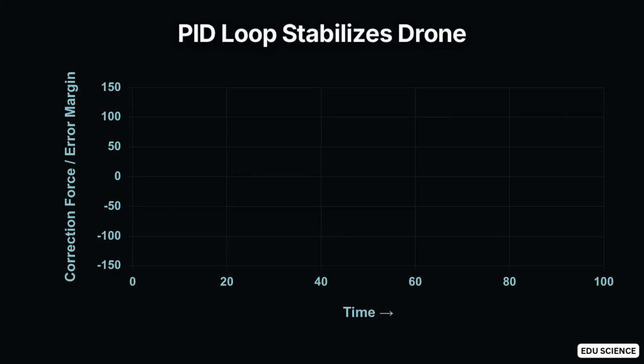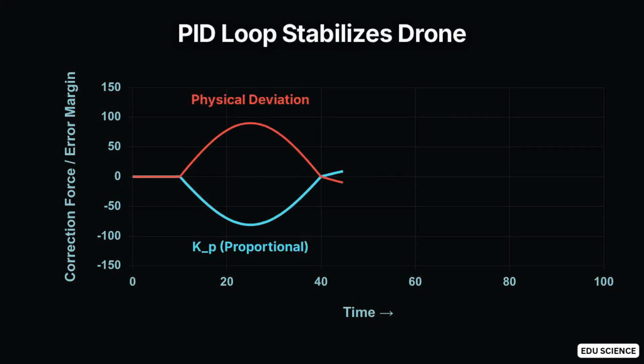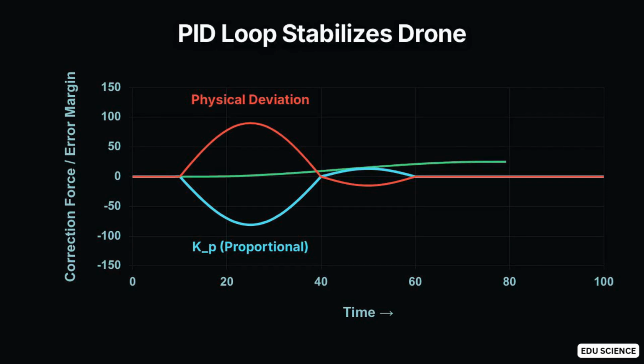This chart maps the loop's response, starting with the proportional term. When a wind gust pushes the drone, the P-gain applies a direct restorative force matching the magnitude of that physical error. The integral term accounts for the past. It accumulates microscopic steady-state errors, like a shifted center of gravity, and applies a permanent offset to the motor outputs, holding the drone level over time.